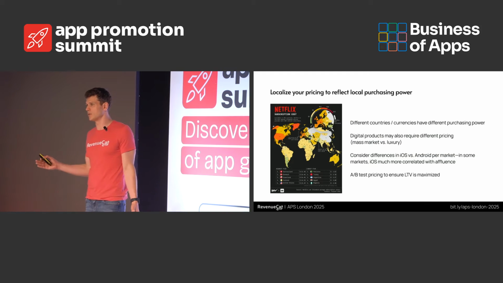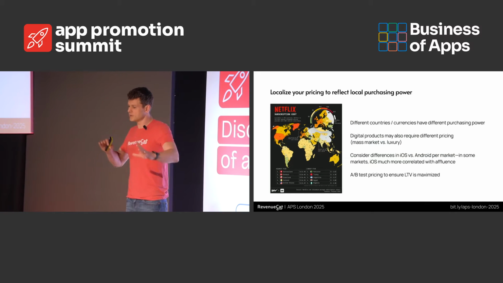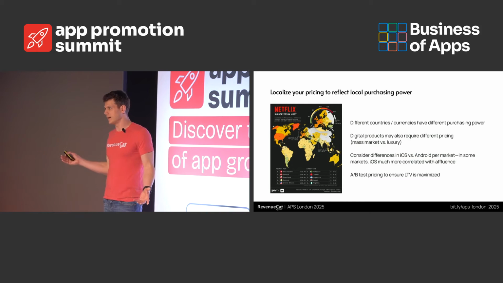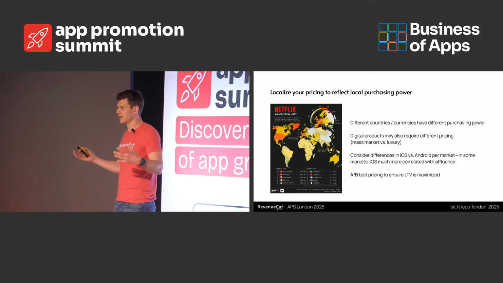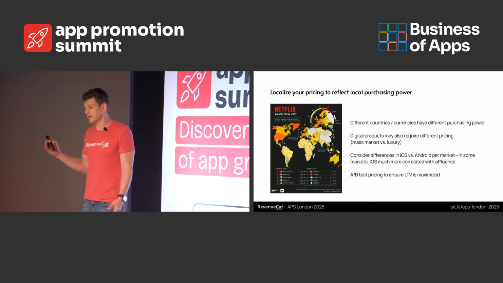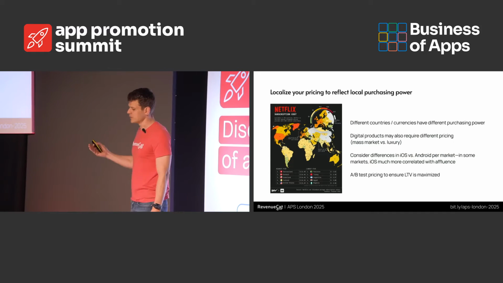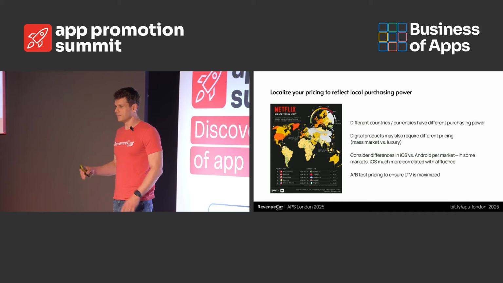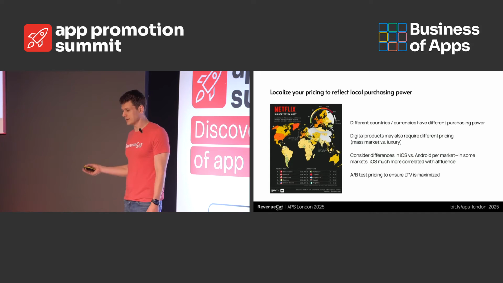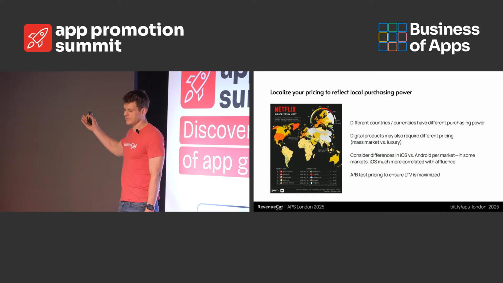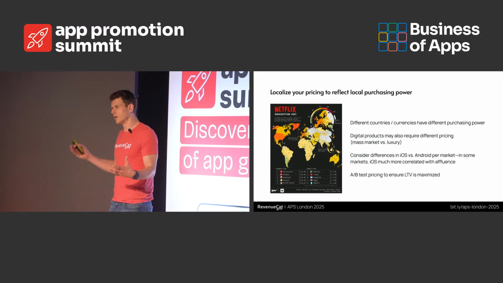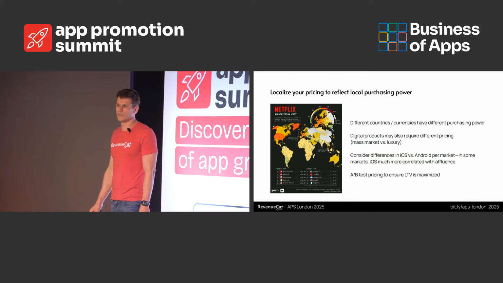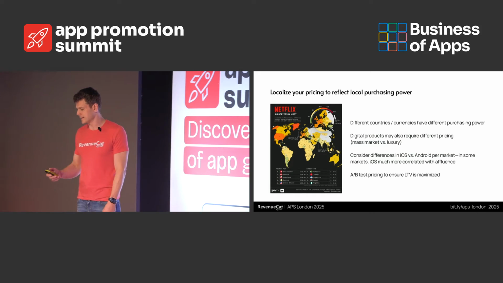Another interesting thing to take into consideration is, in the different markets, what is the difference in iOS and Android adoption? In some markets, iOS and Android are almost replaceable. In others, iOS is much more correlated with affluence, and therefore maybe you want to price higher on iOS in those markets. You should always A/B test your pricing to ensure that you're maximizing your LTV. On the left here, you see this Netflix index. That's maybe one good way of starting an investigation, to look at what some of the bigger competitors are doing in terms of their global pricing.